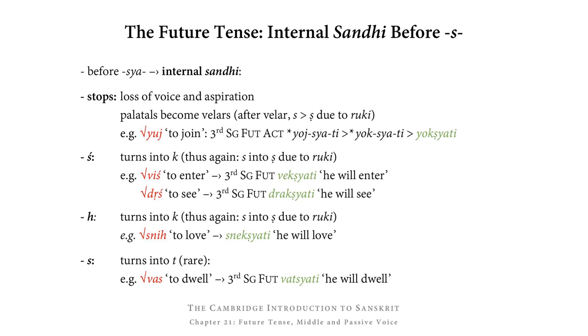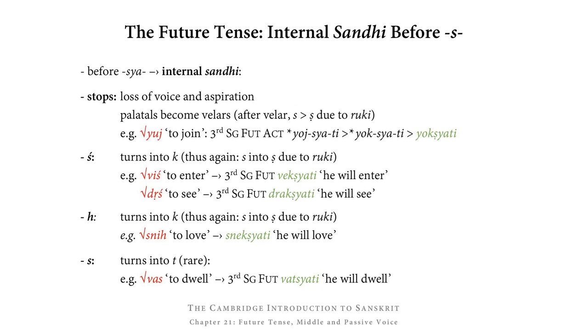Next, if a root ends in palatal sh, this sh again turns into a velar, and specifically the unvoiced, unaspirated velar stop k. And after this k, we again get the change from s into sh because of ruki. So for example of wish, to enter, we have a third singular future form wakshyati.